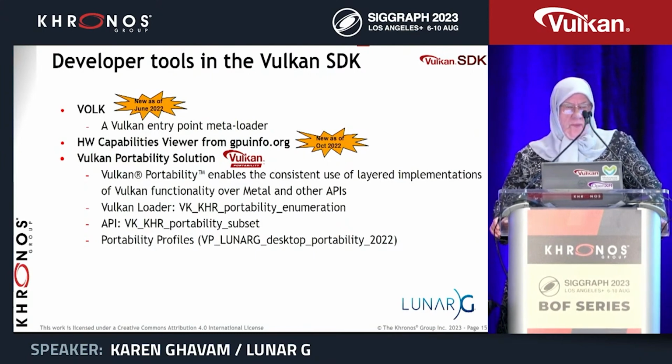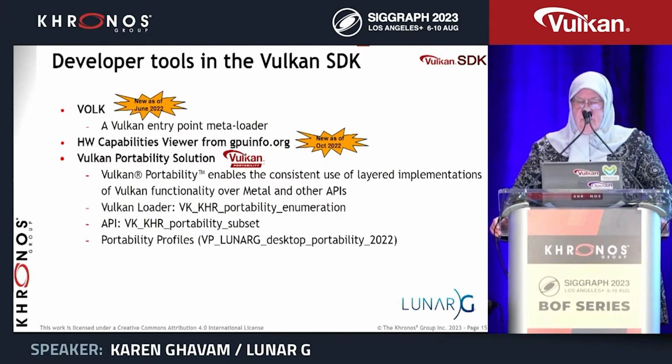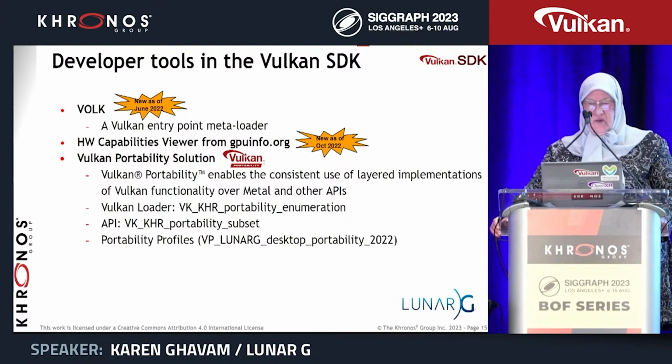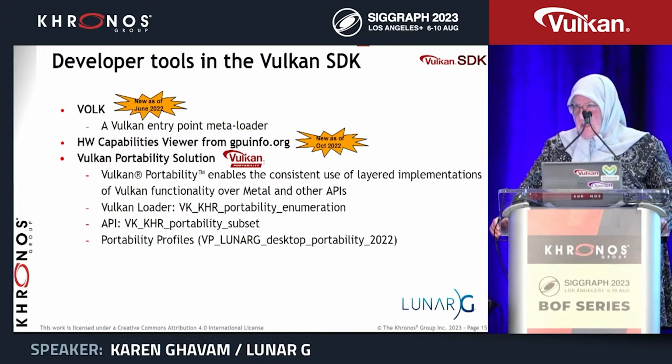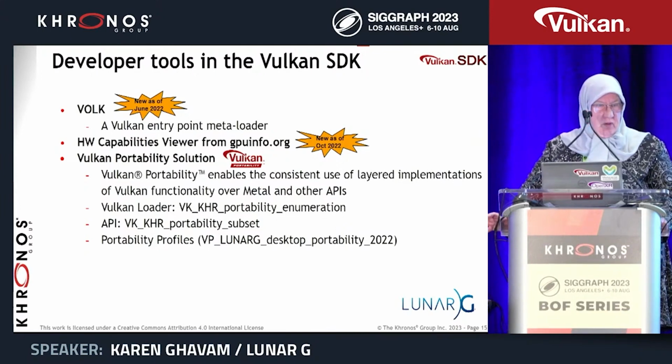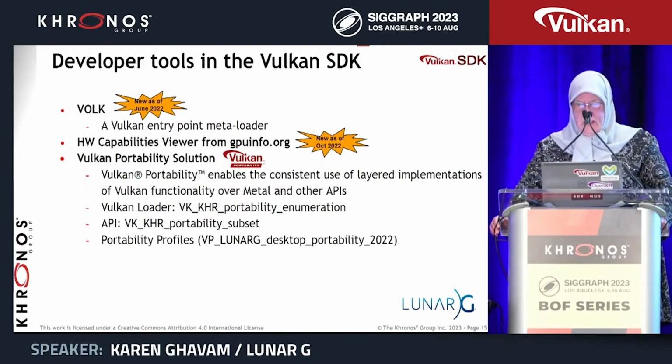We also support the Vulkan portability solution in the SDK. Portability enables consistent use of layered implementations of Vulkan functionality over Metal and other APIs. So there's support in the loader, the enumeration extension to give you portable conformant devices if you want them, and the portability subset extension. And we also have some profiles in the SDK for developing if you're trying to develop to the Vulkan portability solution.